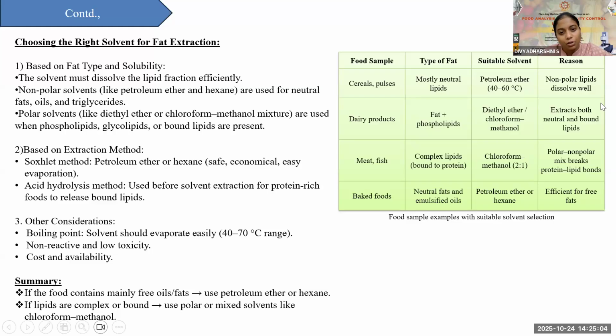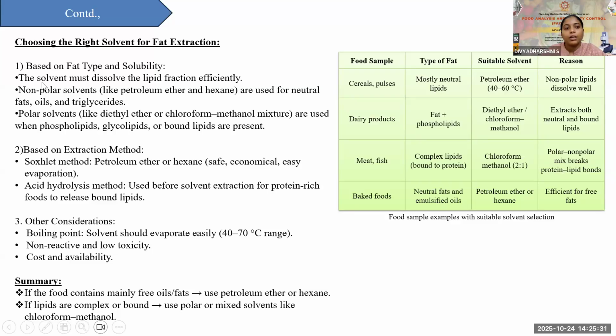Then meat and fish also contain complex lipids, bound to the protein, or bound to the phospholipid tail. Here it is bound to the protein. So we can go with chloroform and methanol in a 2:1 ratio, which will break the protein-lipid bonds. Then baked foods have neutral fats and emulsified oils. In this case, we can go with petroleum ether or hexane, which is efficient for free fat extracts.